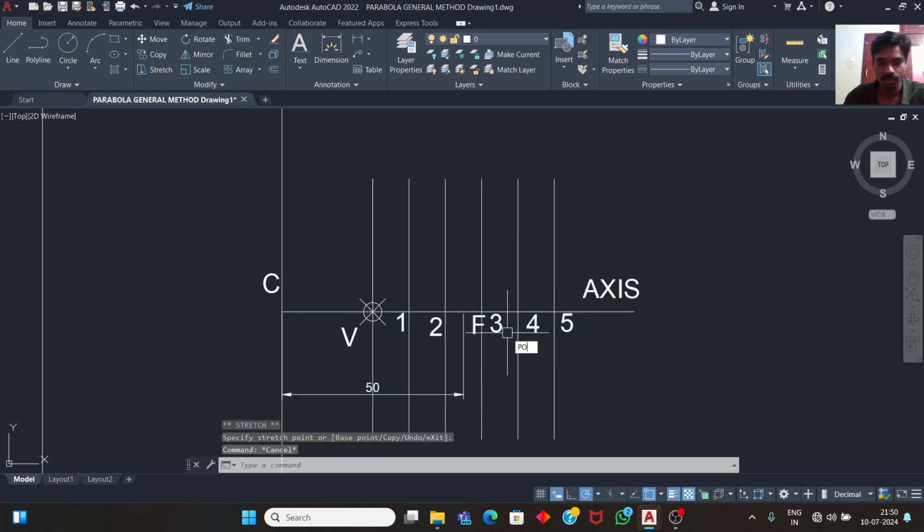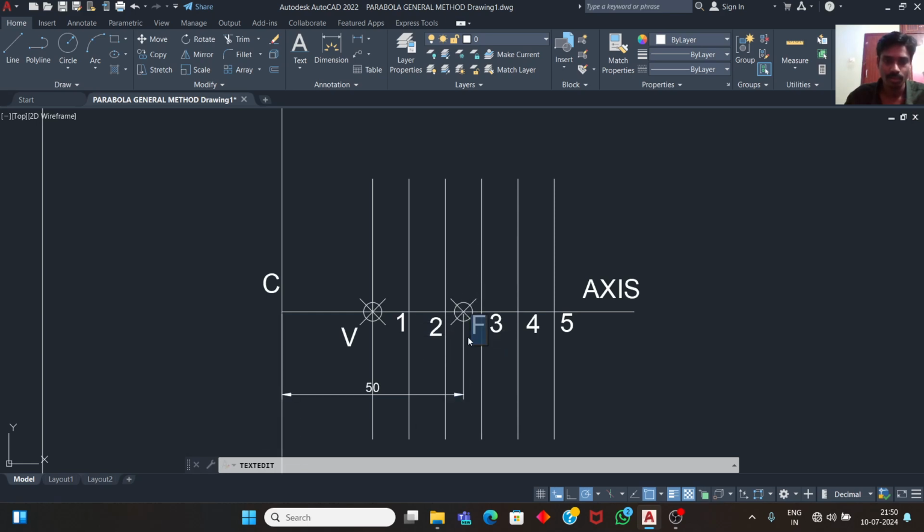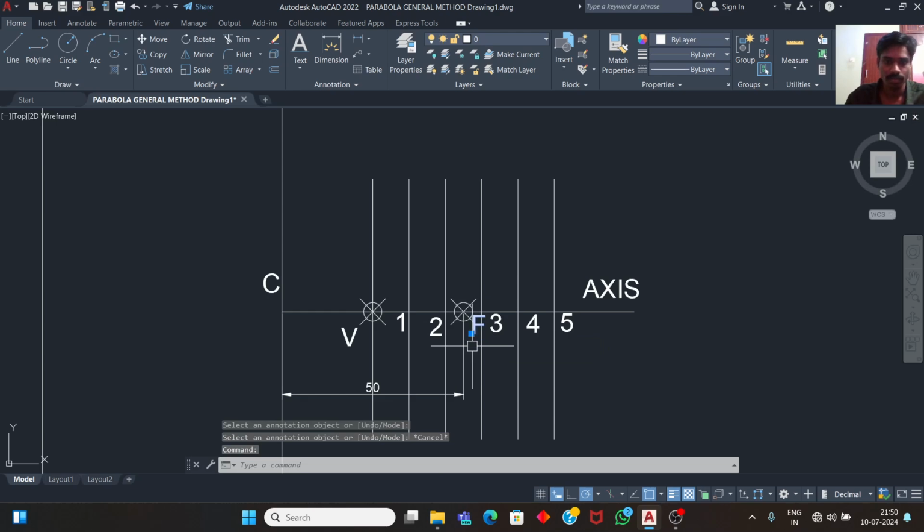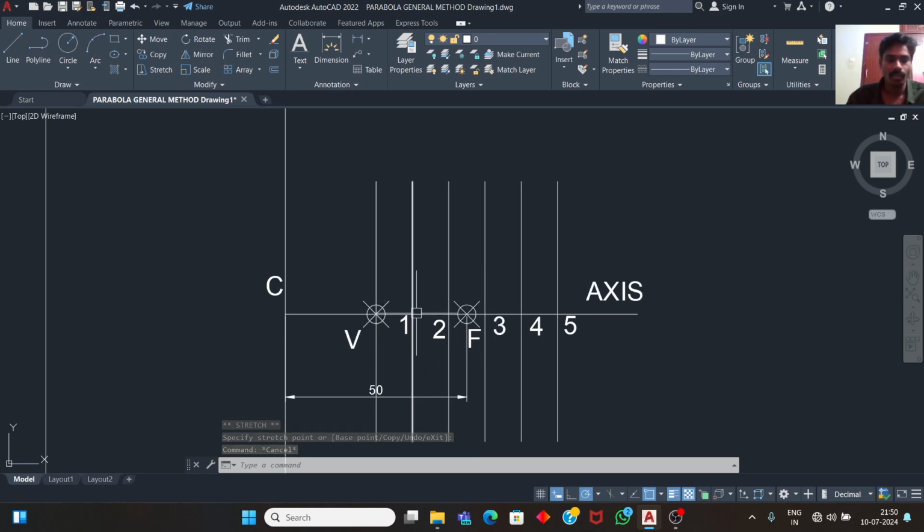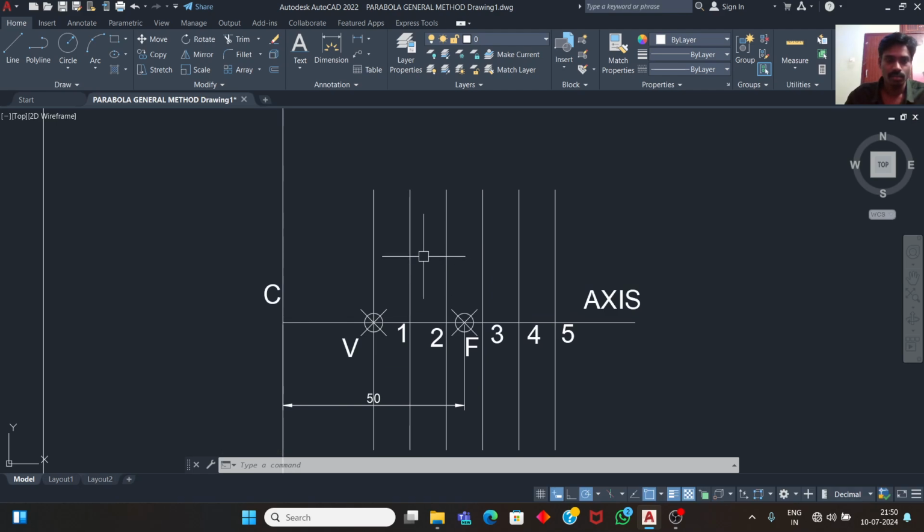Okay. This is the focus point. Okay, this is the focus point. Now, extend these lines with some distance.